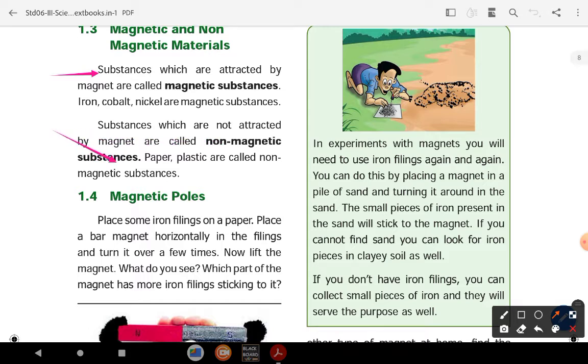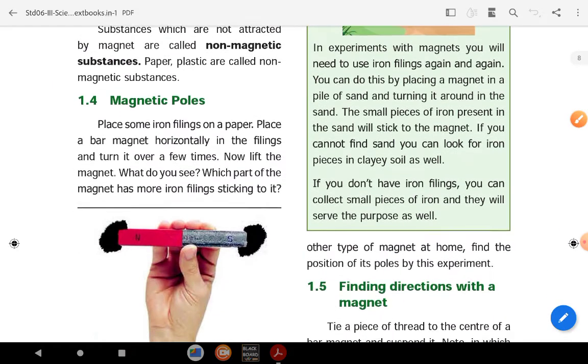Example, you have paper, you have plastic. These are all called non-magnetic substances. Okay, children? So now you know what are magnetic substances and non-magnetic substances. Okay, and then we have the magnetic poles. We are going to the next one, and that is 1.4, magnetic poles.